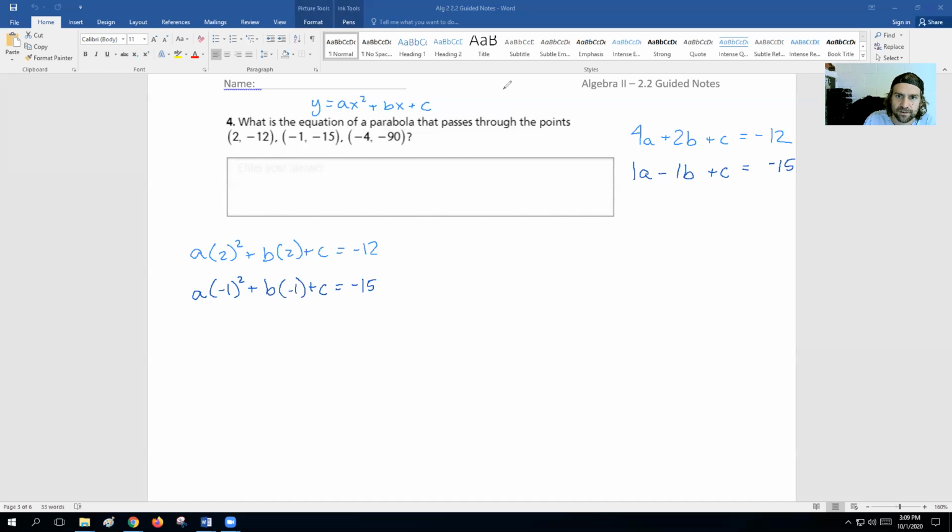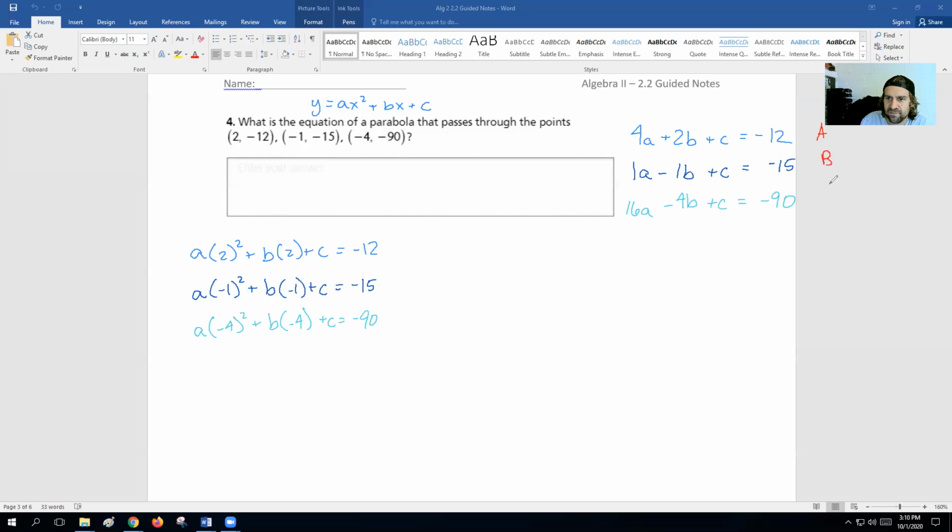All righty, I've got to do it one more time here. Let's do -4, -90. So this would be a times -4 squared plus b times -4 plus c equals -90. Let's see, -4 squared would be 16a, and then I would have -4b plus c equals -90. All right, so now we have our three equations.